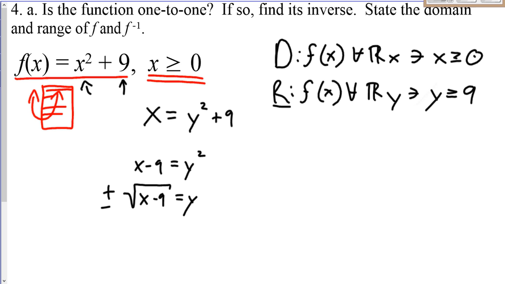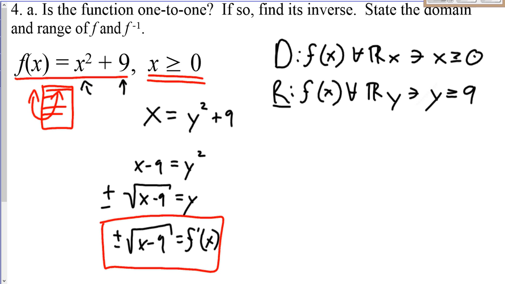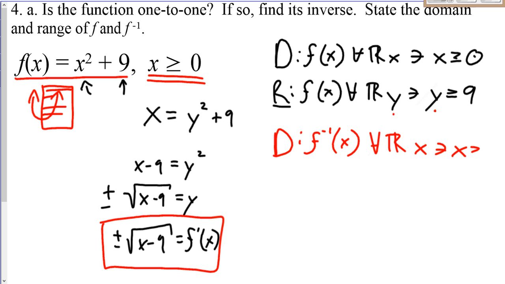Okay, so remember that these are going to interchange here. So if this is my function, plus or minus square root of x minus 9 equals f prime of x, and I want to find my domain and range for this, I need to understand that they interchange. So my domain of f prime of x, interchanging my y's with x's, is going to be for all real x's such that x is greater than or equal to 9. I see why x in this equation has to be greater than or equal to 9, because I cannot have a negative under my radical.